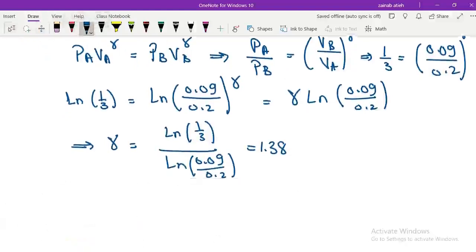So this is an extra part that I have added. If I'm going to calculate CV, it's easy. It's R over gamma minus 1, so R must be given. It's 8.314, and gamma is already calculated. And if I'm going to calculate CP, it will be gamma R over gamma minus 1. So this is the way we calculate CV and CP.